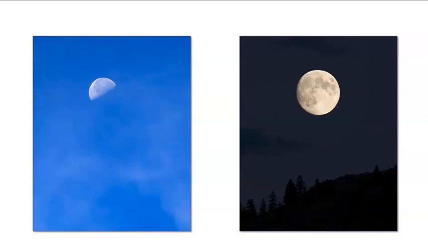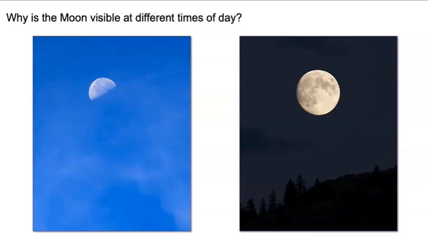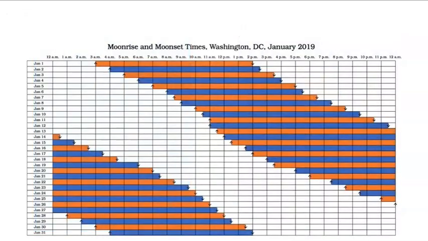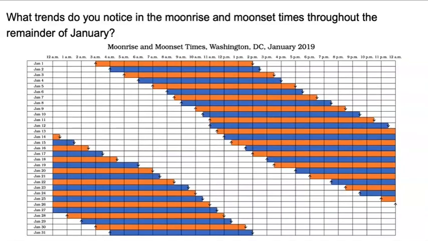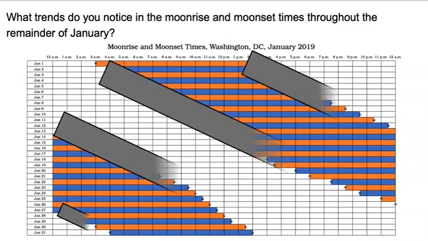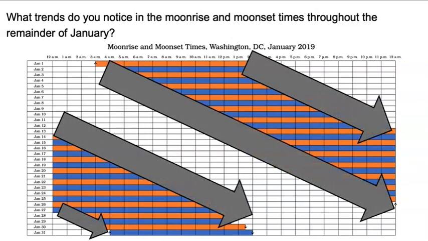Let's gather more evidence to help us answer the question, why is the moon visible at different times of day? To help us answer our question, let's look at moonrise and moonset times from the whole month of January. What trends do you notice in the moonrise and moonset times throughout the remainder of January? I notice that the moonrise and moonset times continue to be later each day.